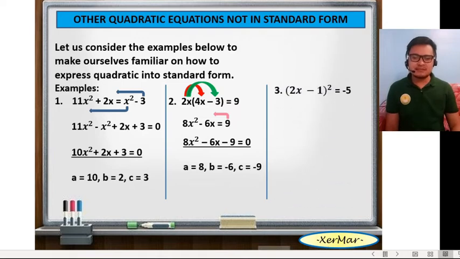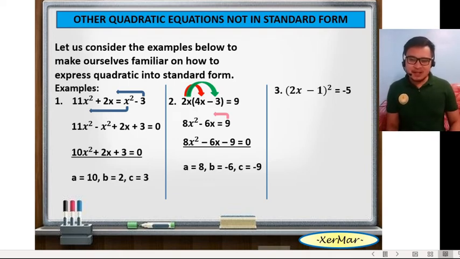Okay, next. Number 3. We have the square of 2x minus 1 equals negative 5. Okay, so ito naman, factored form pa rin ito, yung nasa kaliwa ng ating equation. Okay, so factored form pero special to dahil yung binomial natin ay na-raise into power of 2. So, ibig sabihin, i-multiply natin yung binomial sa sarili niya. Okay? So, we can also use the FOIL method.